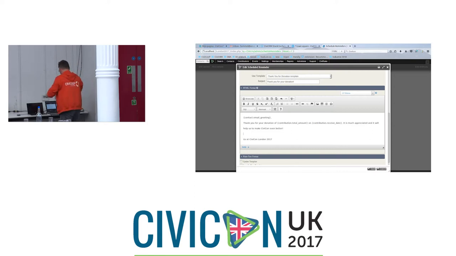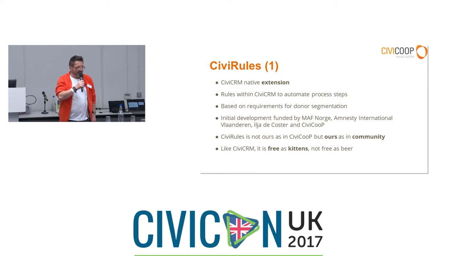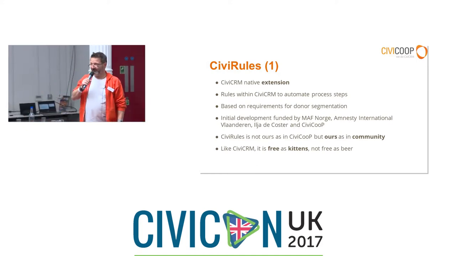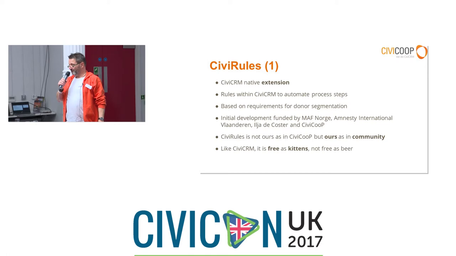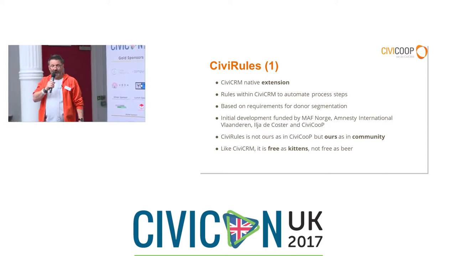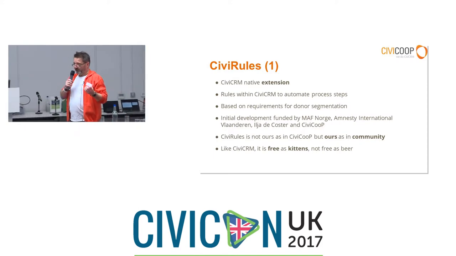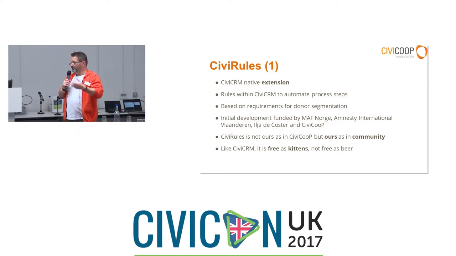The next tool you can use for automating workflows or doing some automated stuff is CiviRules. CiviRules is a CiviCRM native extension, so it should work in all content management systems that CiviCRM supports. It's an extension which allows you to specify some rules within CiviCRM to automate process steps. So it's a little bigger than just sending emails. You can do other stuff as well.